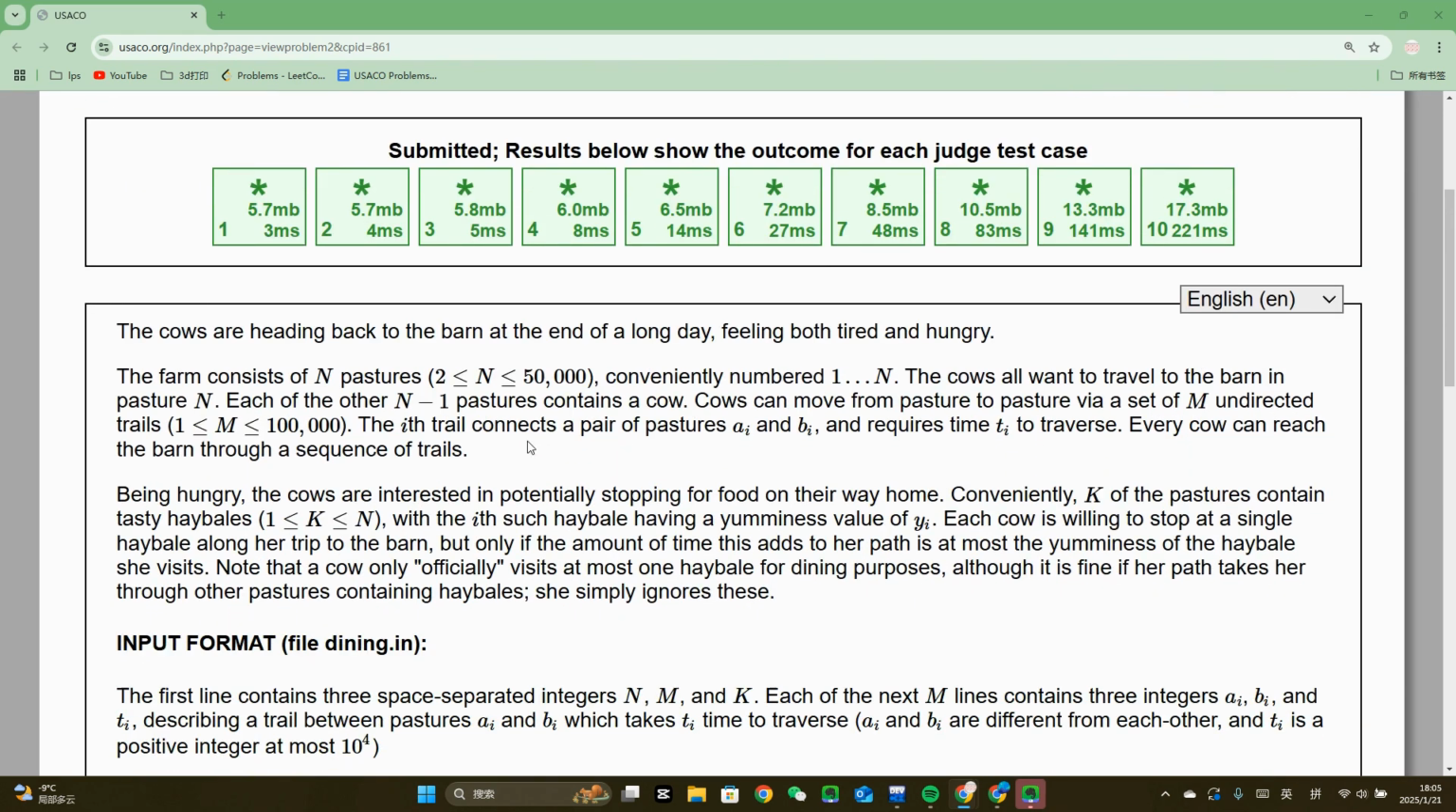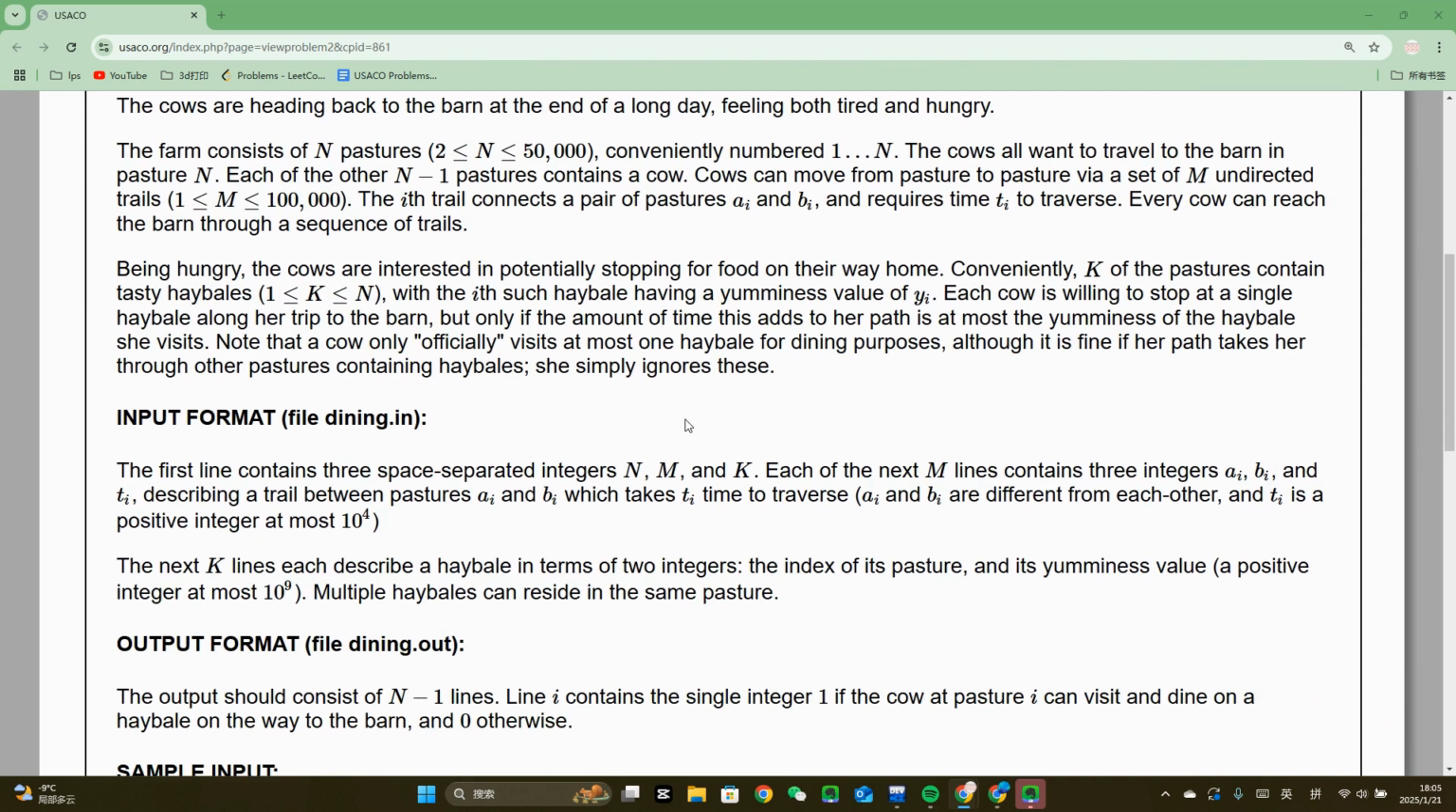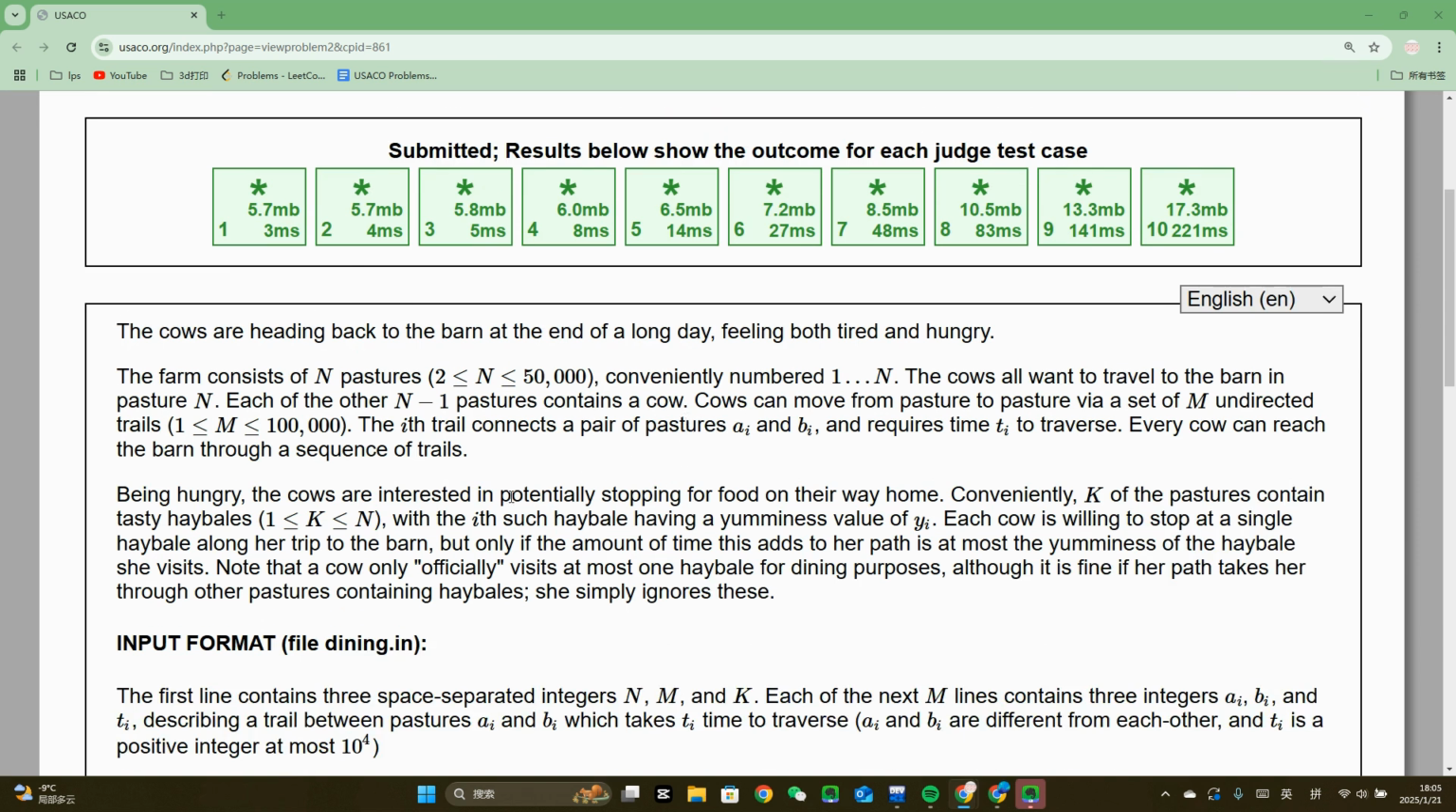You have n cows and you have n barns and pastures. All the cows are trying to get from the pasture that they started with to barn 1. And now there's some hay bales. There's a few barns with hay bales, and each hay bale has a tastiness of y_i. And each cow is willing to stop at a single hay bale along her trip only if the amount of time this adds to her path is at most the yumminess of the hay bale.